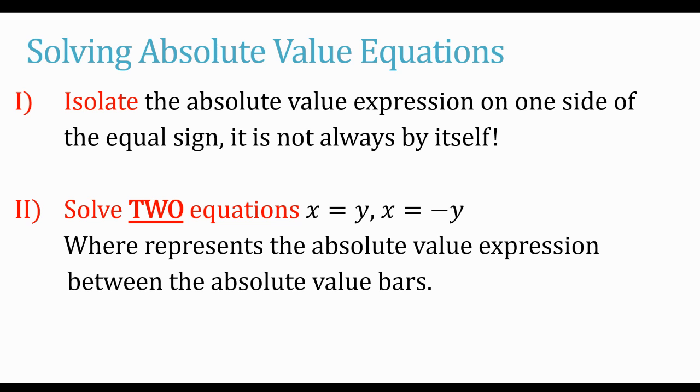So once the absolute value bars are isolated, we are going to solve two equations. We're going to set that expression that's inside the absolute value bars equal to a positive value and equal to a negative value. And it might become a little clearer when we do an example together, but x represents the absolute value expression between the absolute value bars. So when we create those two equations, we're going to get rid of those absolute value bars, set it equal to a positive value, and set it equal to a negative value. And the third step is to check your solutions so you know that you have the right answer. It's really easy to check these.